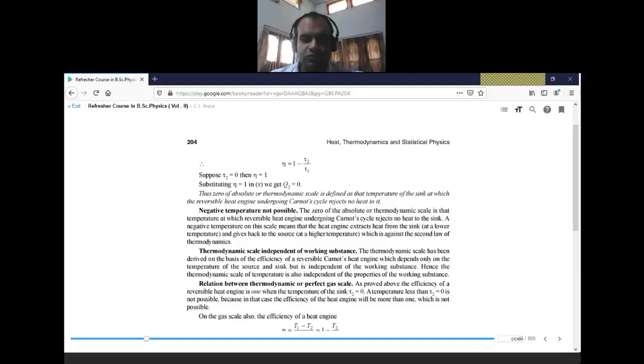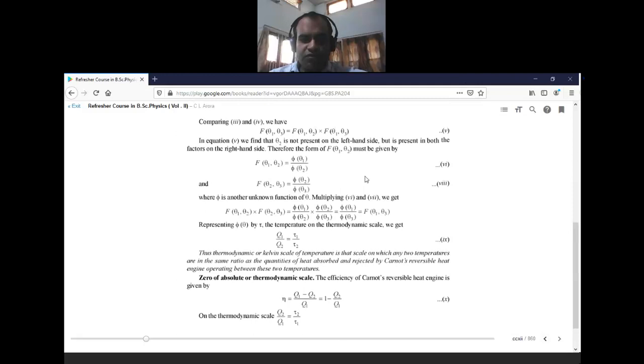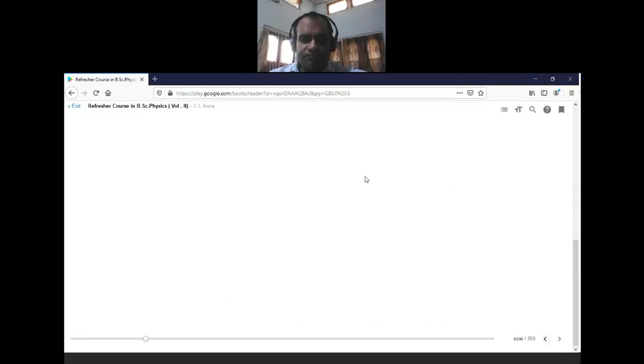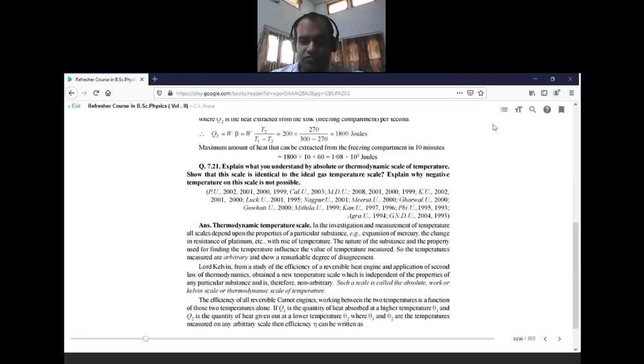Okay, so today's topic, I have to share with you what the topic is today. It is called absolute or thermodynamic scale of temperature. Where is it? Here, this one, absolute or thermodynamic scale of temperature.